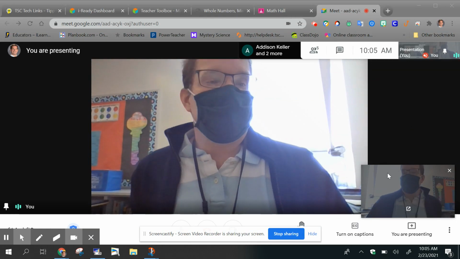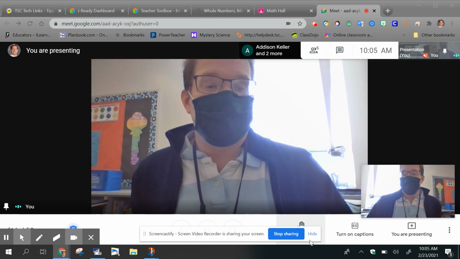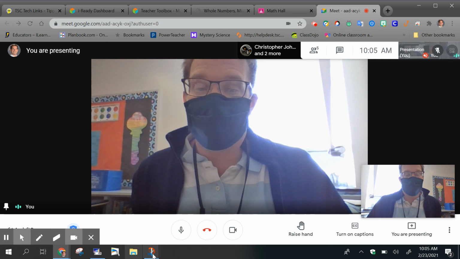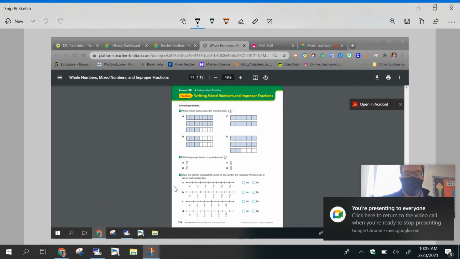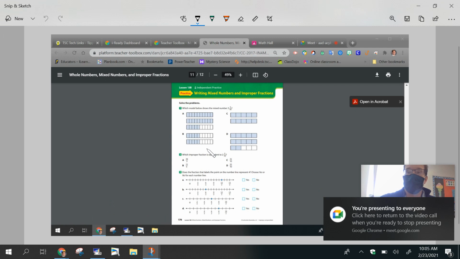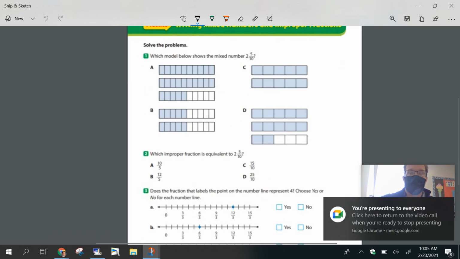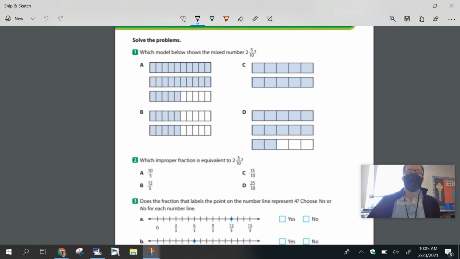Okay, so today we are checking over our independent practice out of our MIBs. Please take out your independent practice. We are on page 174 first. Page 174. Okay, we're talking about mixed numbers. That includes whole numbers and fractions. Which model below shows the mixed number 2 and 5/10?